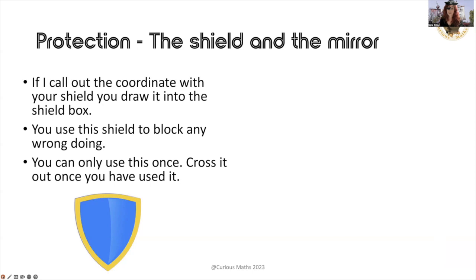The shield is a protection icon and is really quite strategic. So when that square gets called out, the pair need to draw the shield into the box and they just leave it there until they want to use it. So they use it to block any bad. So that might just be another square is called out and they have to halve their money, anything they like. But they can only use it once. And once they've used it, they need to cross it out.